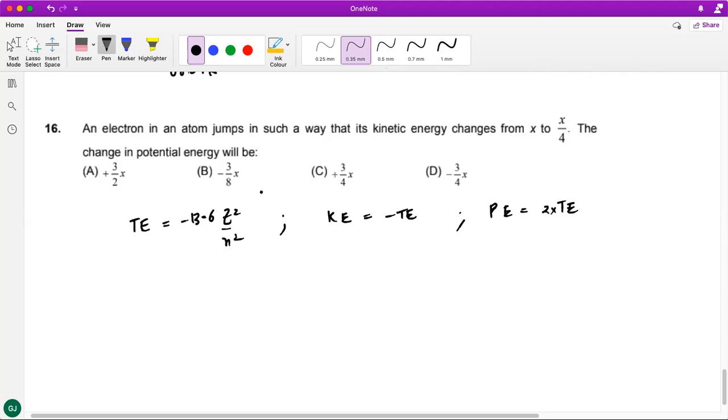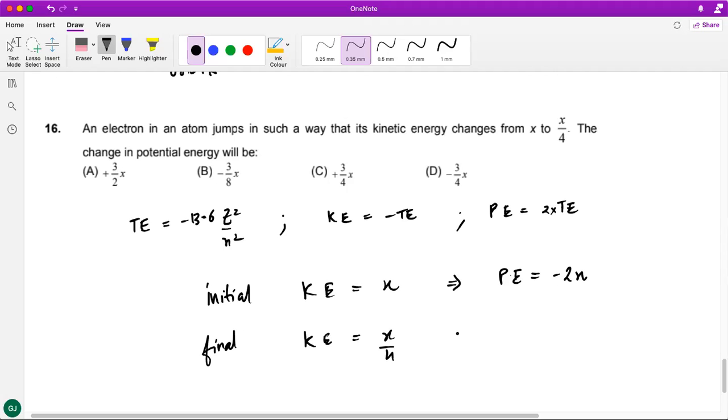ठीक है, देखो यहां पर आप इनिशियल क्या दिया हुआ है? काइनेटिक एनर्जी इज x, राइट। इंप्लाइज पोटेंशियल एनर्जी कितना हो जाएगा? -2x, राइट। यहां से रिलेशनशिप अपने को याद है। ओके, फाइनल काइनेटिक एनर्जी दिया हुआ है कितना? x/4, तो इंप्लाइज फाइनल पोटेंशियल एनर्जी कितना हो जाएगा? -2 times that.